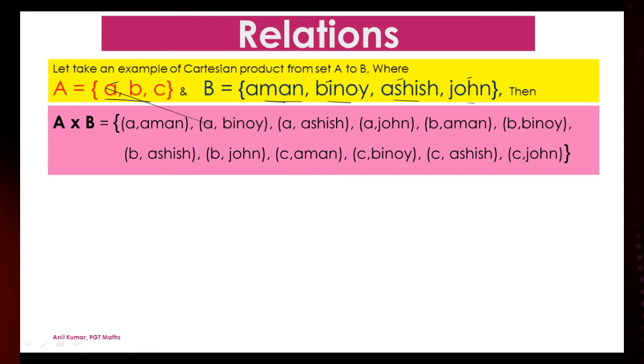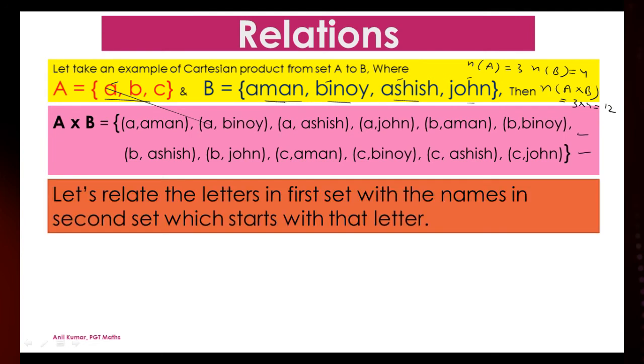So in total, how many elements will we have? Set A has three elements. The number of elements in set A is 3. The number of elements in set B is 4. And the number of elements in A cross B will be 3 into 4, that is 12. So we can check that we have 12 ordered pairs here.